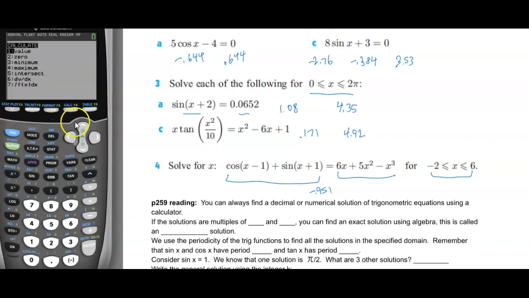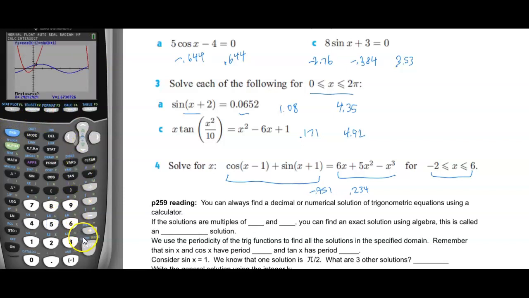Second calc, intersect number 5. Just move the cursor close to the second one and hit enter, enter, enter. The intersection point is 0.234. 0.234. And last of all, we're going to grab this one, which looks like it's barely in the interval.